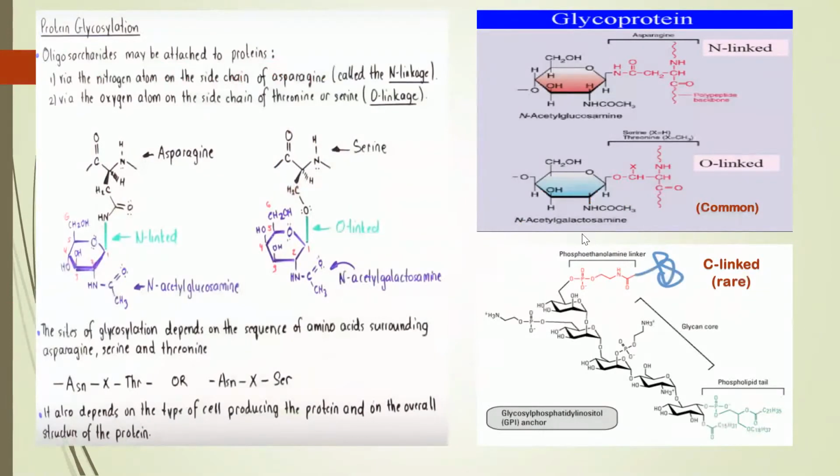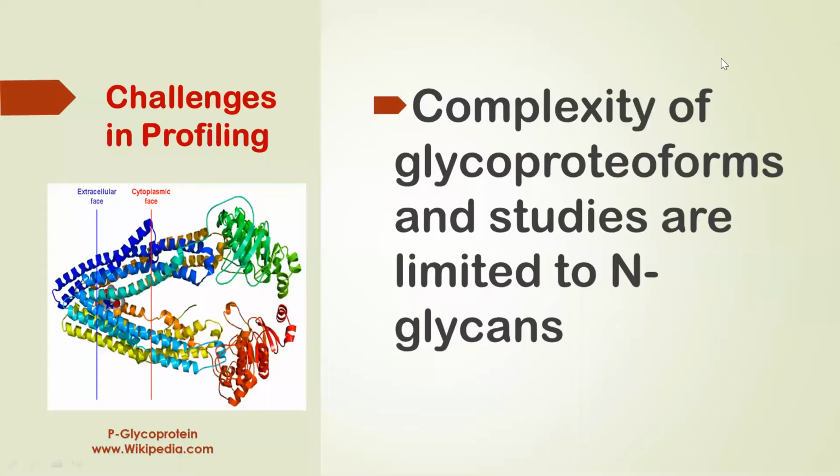The most common types are the nitrogen-linked and oxygen-linked. The carbon-linked is very rare. For the nitrogen-linked, the glycan attaches to the nitrogen atom on the side chain of asparagine. For the oxygen linkage, it attaches to the oxygen atom on the side chain of serine.